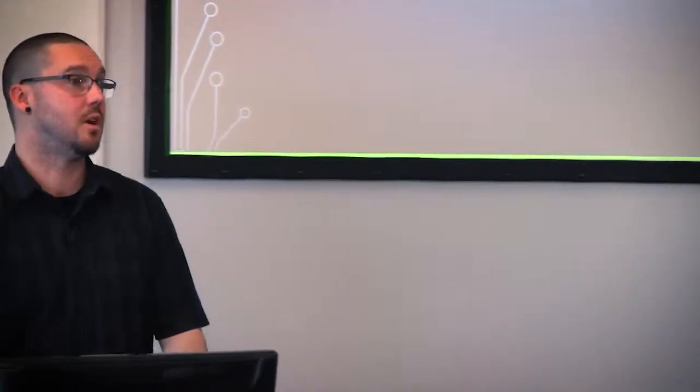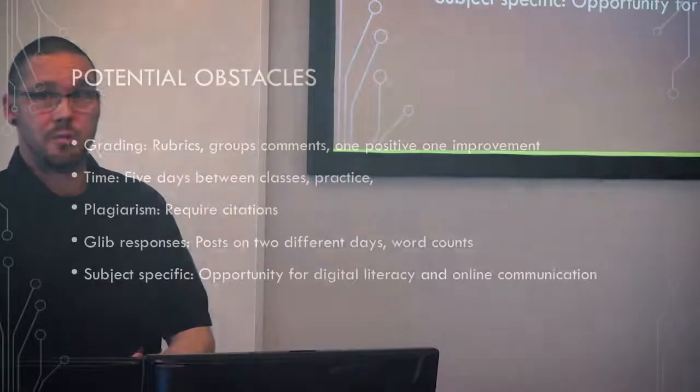And then word counts are helpful too. I generally say at least 250 per post. So their initial post needs to be 250, the reply to someone else, which means then that there's at least writing 500 words per week. And students can always practice writing. I mean, I can use some practice in writing as well. So it's good, I think, to avoid the glib response component.